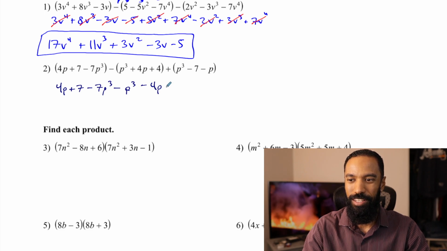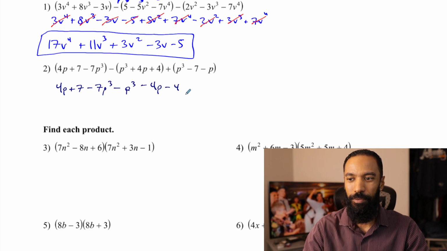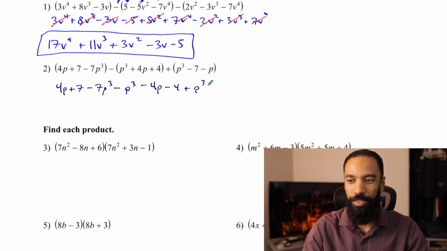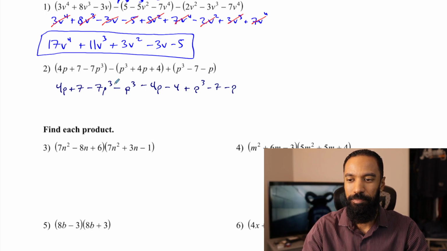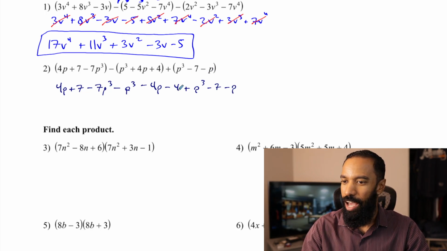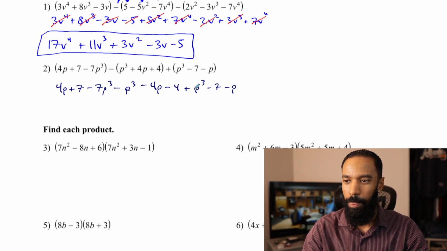Minus p cubed, minus 4p, minus 4. So we subtract p cubed and 4p and 4, and we just add these straight up. So again, a rewrite without parentheses. Adding the negative is a minus, and adding the negative is a minus there. So it's kind of nice to have that. I see p cubed as the largest thing here. So negative 7 minus 1 plus 1.